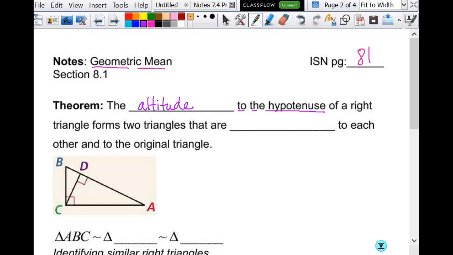What that means is like this right here. It goes from this vertex to the hypotenuse over here. That is what this is referring to. So the altitude to the hypotenuse of a right triangle forms 2 triangles that are similar to each other and the original triangle.